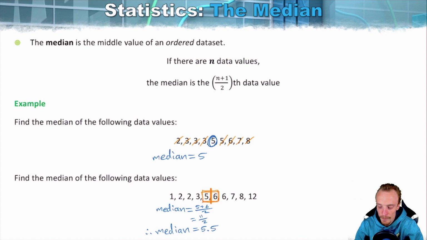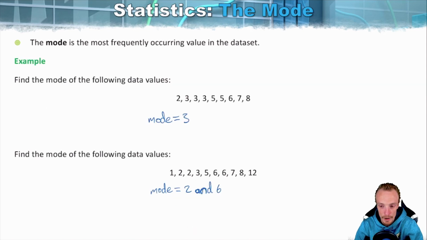All right, and then the final measure of center is the mode, which is looking at which data value occurred more often than any other data.